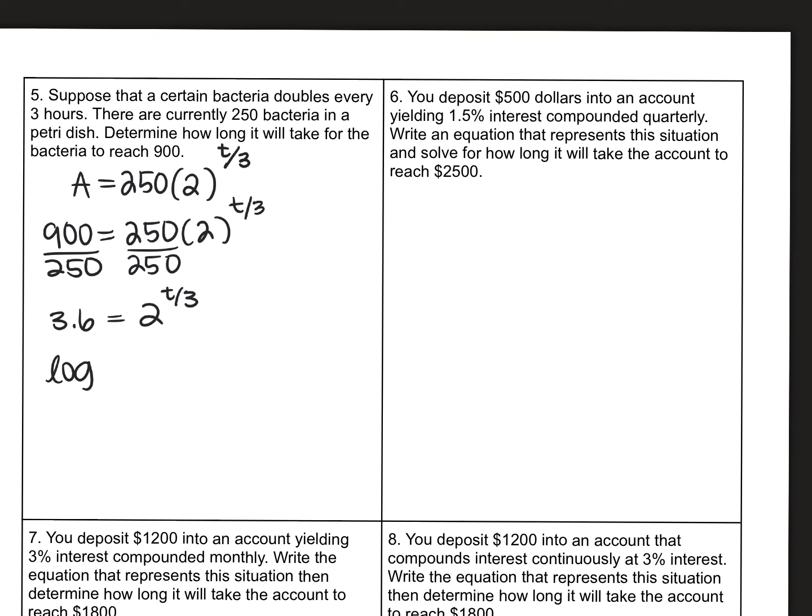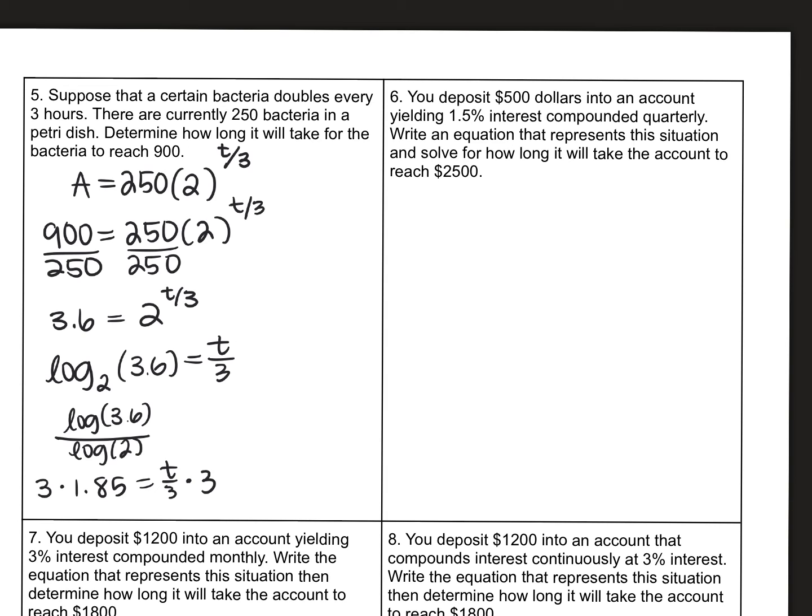Converting to a logarithm, we have log base 2 of 3.6 equals T over 3. Change of base becomes log 3.6 divided by log 2. So we'll get 1.85 equals T over 3. Then we multiply by 3. And we get T equals 5.54 hours.